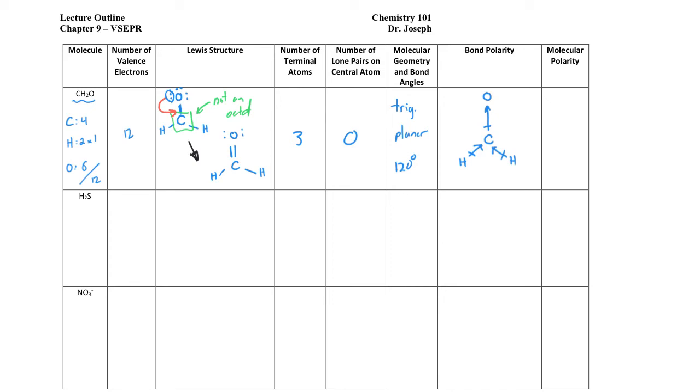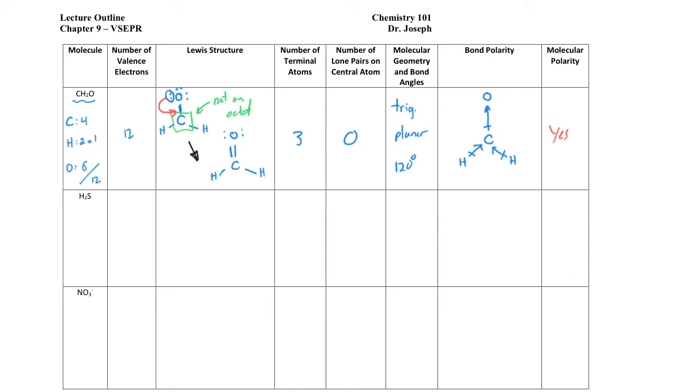Now let's do the final thing. Is this molecule polar or is it nonpolar? So we look at it, and we see, okay, what about the terminal atoms? Are the terminal atoms the same or are they different? Notice that we have two different types of terminal atoms here, oxygen and hydrogen. That makes this molecule polar. So we're going to write yes.